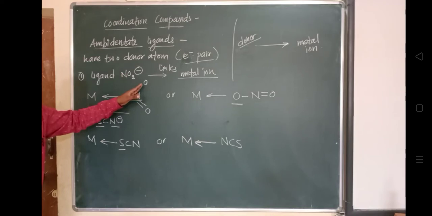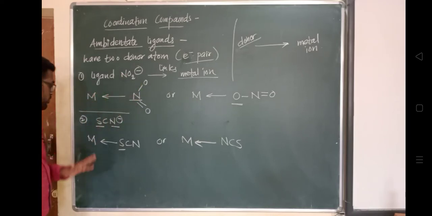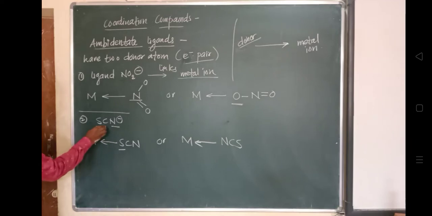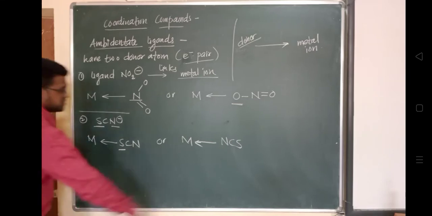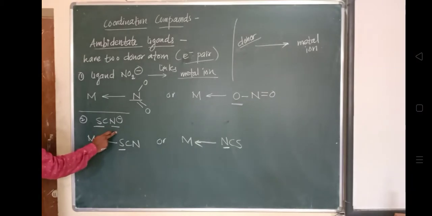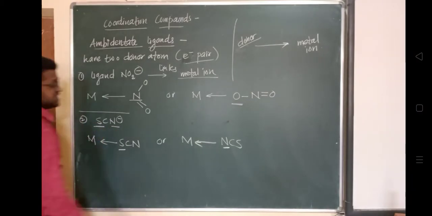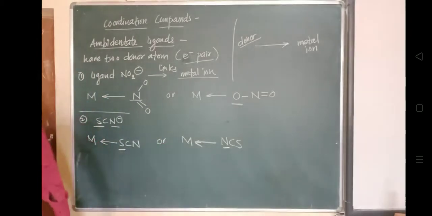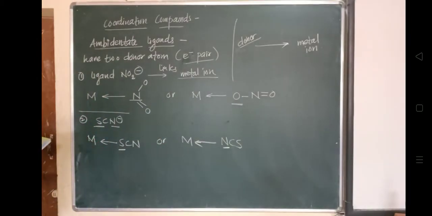Such a kind of ligand we have not seen before. So SCN minus is another ligand in which either this sulfur is donating its electron pair to the central metal ion, or the nitrogen atom from this ligand SCN minus is donating its electron pair to the central metal ion. Such ligands are known as ambidentate ligands. This was the last type of ligand which was remaining. We have already seen the monodentate and polydentate ligands.